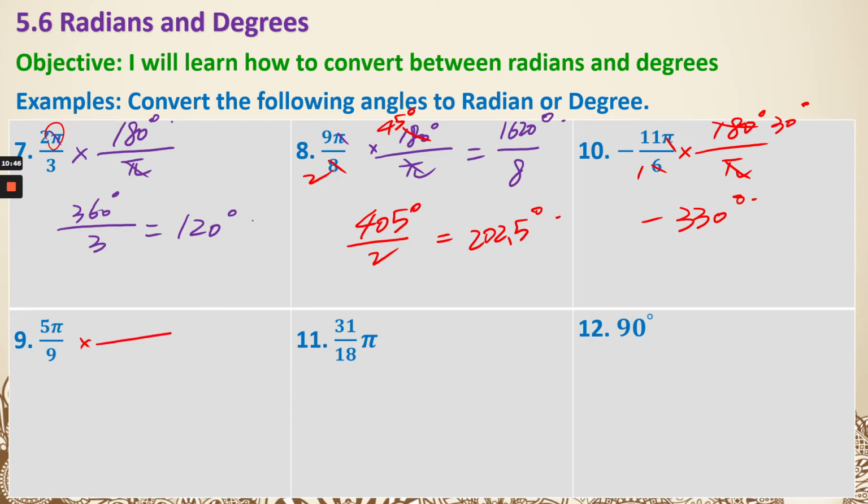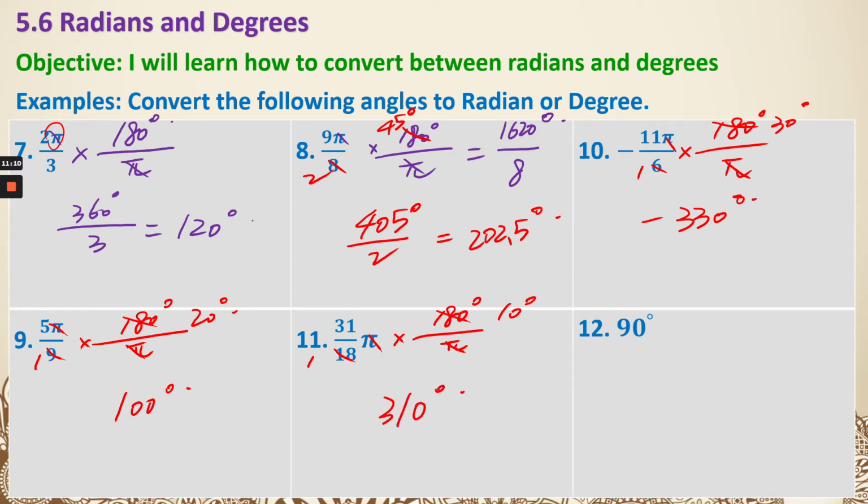So number 9, multiply by 180 degrees over pi. The pi is gone. Now 180 becomes 20. So that is going to be 100 degrees. Number 11 times 180 degrees on the top, pi on the bottom. That is gone. 18 on 180 becomes 10 degrees. That together is 110 degrees.